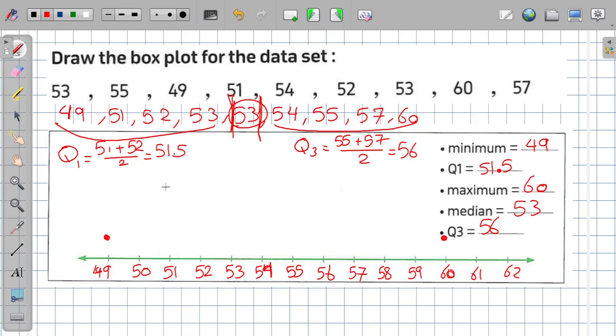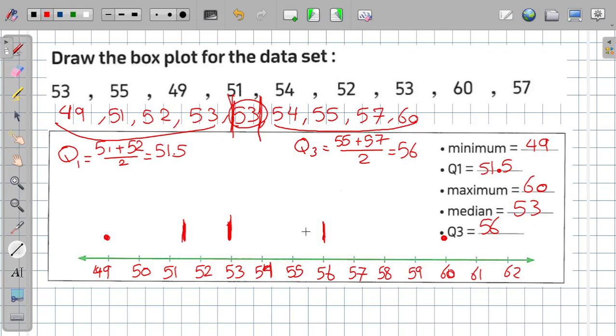Okay. After that, I have Q1 equals 51.5. So it's between 51 and 52. So it will be like right here. Okay. So this is the first line. And the median is 53. So I will stop at 53 and draw another line like that. Okay. And the upper quartile, or Q3, is 56. So I will stop at 56 and draw another line.